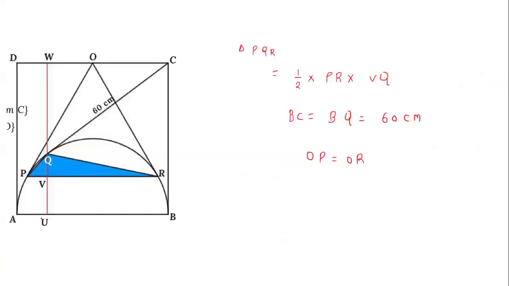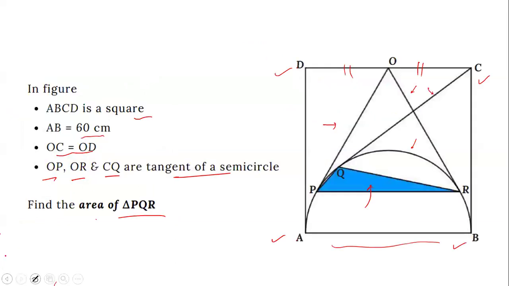So let's start. This is our Q point. If I draw one perpendicular line, it will cut AB at the point Q, CD at the point W, and this PR at the point B. So the area of the triangle is half times this base PR and this perpendicular distance QB. So we have to find the value of PR and QB, then simply we can find the area of the triangle. In the problem it is given that AB is 60 centimeters.